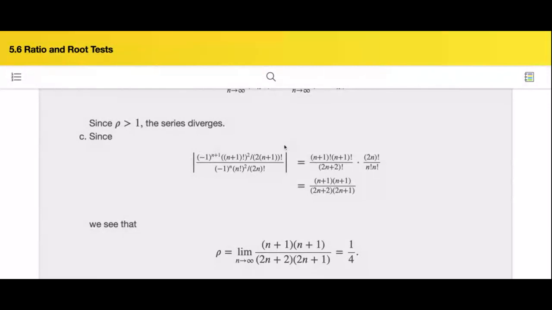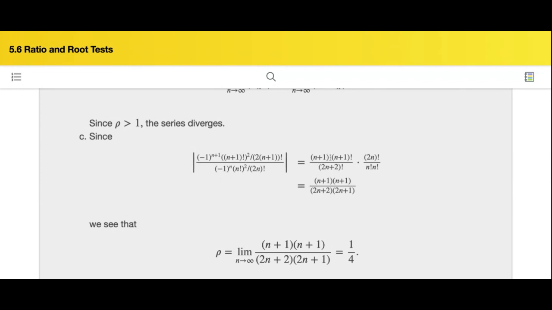So for the n plus 1 term, everything is n plus 1 instead of n. So (-1) raised to n plus 1, times ((n plus 1) factorial) squared, that means (n plus 1) factorial times (n plus 1) factorial, then divided by (2(n plus 1)) factorial. Then divided by the nth term. The nth term is (-1) raised to n, times (n factorial) squared, divided by (2n) factorial. So the rest is just calculation. Because it's an absolute value, we can forget about (-1) raised to n plus 1, since there are no more negative terms.